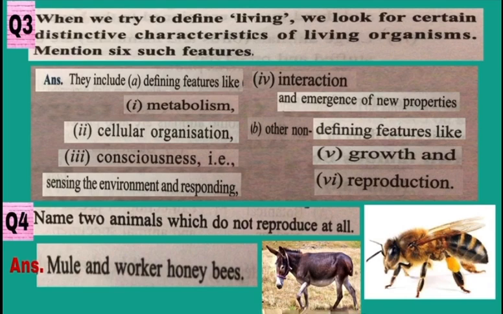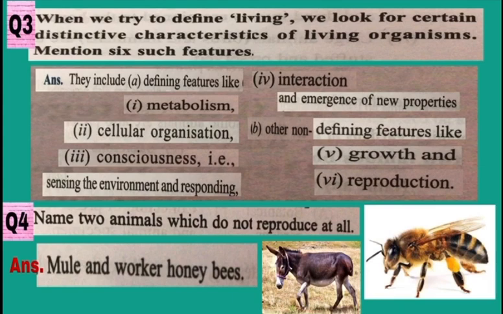Fourth, interaction and emergence of new property. Let me explain this property. When a group of similar cells interact with each other, they form a tissue, and the tissue has properties which are not present in the cells, but are formed due to the interaction between the cells. Similarly, molecules interact and form cells, and the properties of the cell are not present in the molecules but arise due to interaction among the molecules. So there is interaction and a new property emerges in the living form. So this is also a defining feature of living organisms.